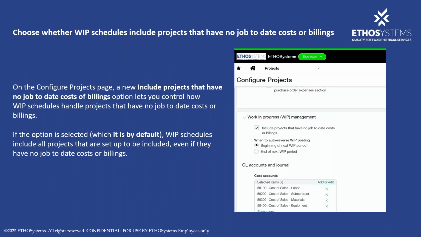To set this up, there has been a new configuration checkbox here. No worries, it is set up by default, so you don't have to do anything. But I wanted to show it to you because maybe you didn't want it on. If you don't want it on, you have to have your admin rights, go into your projects and configuration, go down to your WIP management section, deselect it, and then make sure that you save it.